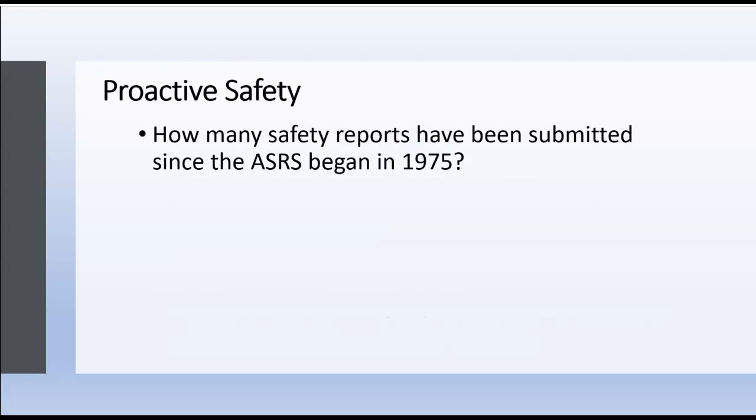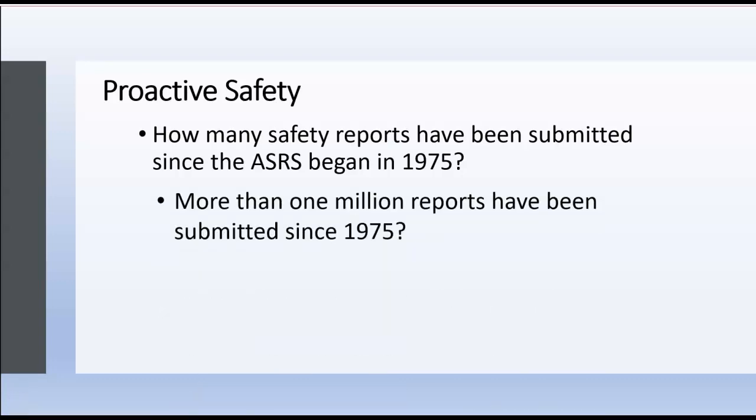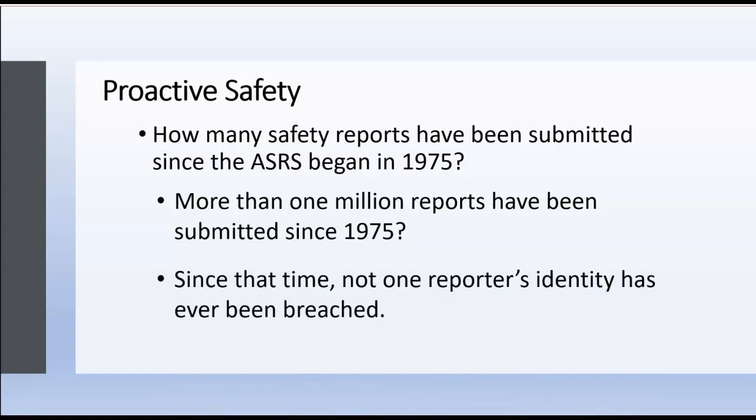So the ASRS, Aviation Safety Reporting System, has been around for a very long time, since 1975. How many reports do you think have been filed since the system began in 1975? Well, it's actually more than 1 million. I believe that the number is actually more than 1.5 million now. Since that time, not one reporter's identity has been breached.